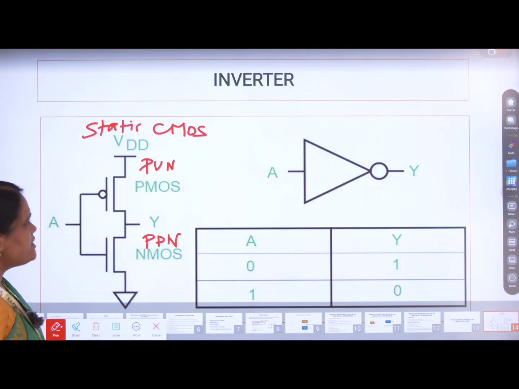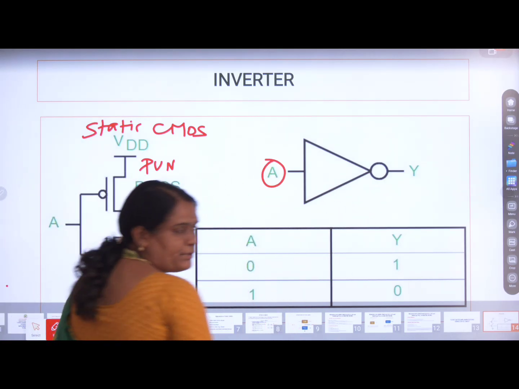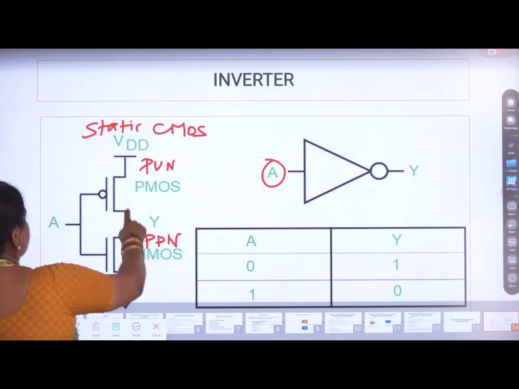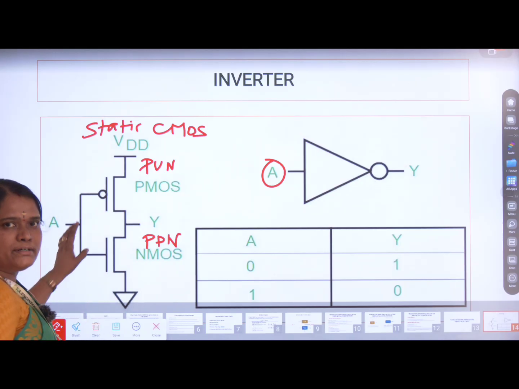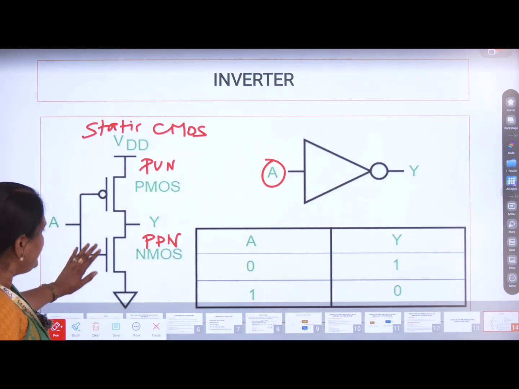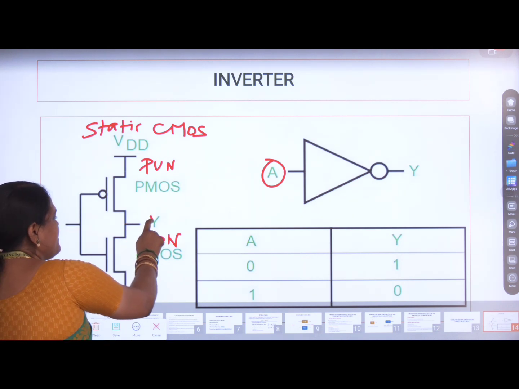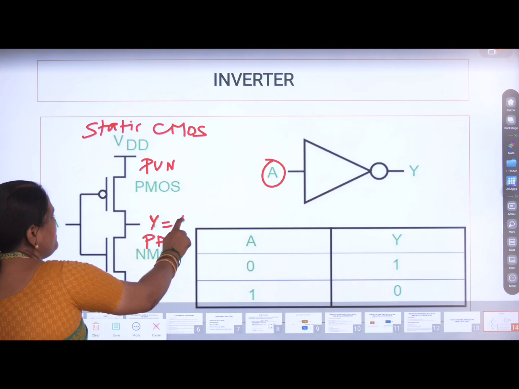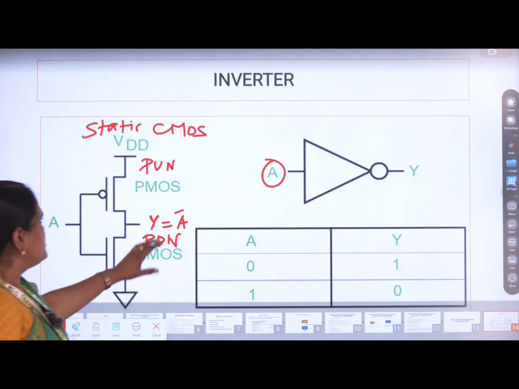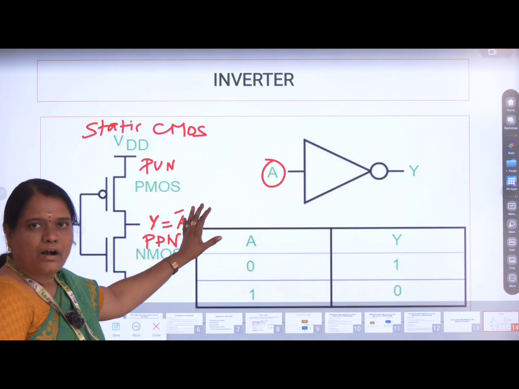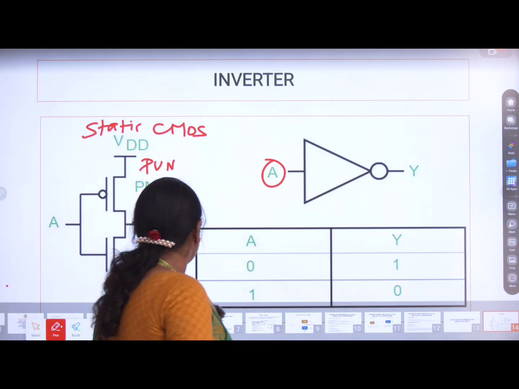For inverter logic, we have only one input which is inverted at the output. We know very well. Yes. So for this concept, we need one single input. So the input is shared between NMOS as well as PMOS. The output is immediately taken here. The output will be the complement of the input, A bar. So this is the design structure of an inverter using static CMOS.